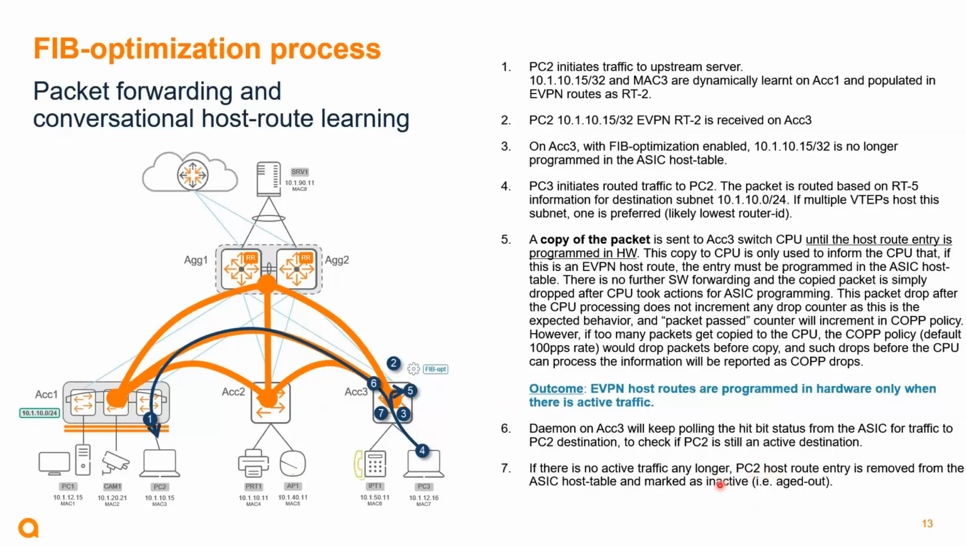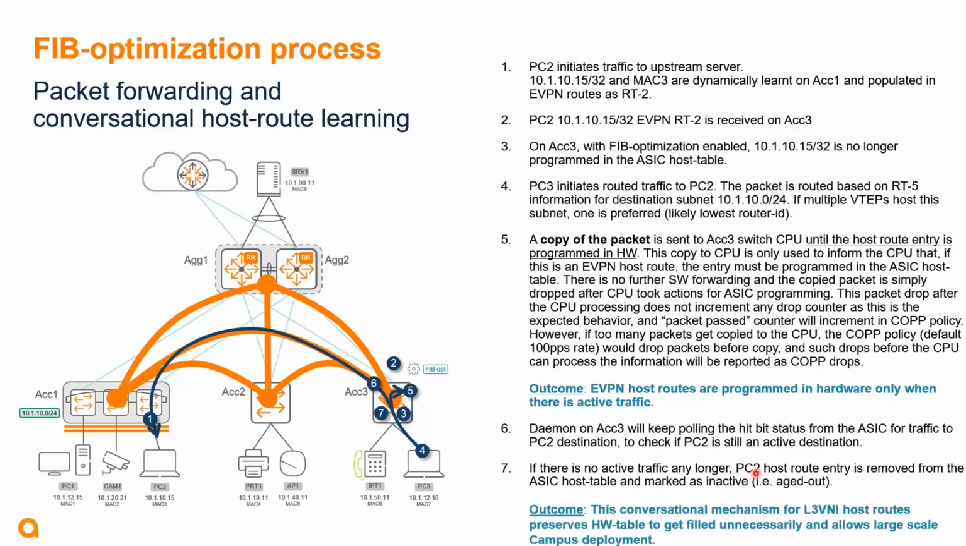So if there is no traffic any longer because the hit bit is not set to 1 but set to 0 now, we see that there is no traffic, then that host route PC2 here is removed from the ASIC and marked as inactive. So it means that it has aged out. The outcome is that this conversational mechanism will preserve the hardware table, will avoid it being filled unnecessarily, and allow large-scale campus deployment.